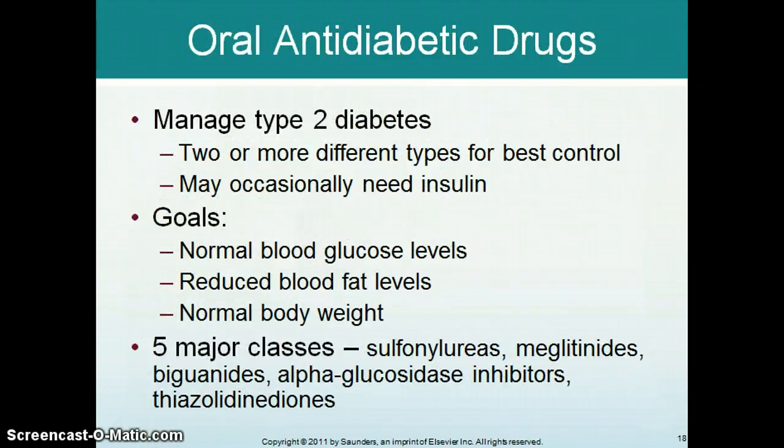Oral anti-diabetic drugs manage type 2 diabetes. Typically, 2 or more different types of medications are used for best control. Type 2 diabetics on occasion may need insulin injections. The goals are to normalize blood glucose levels, reduce blood fat levels, and normalize body weight. There are 5 major classes.